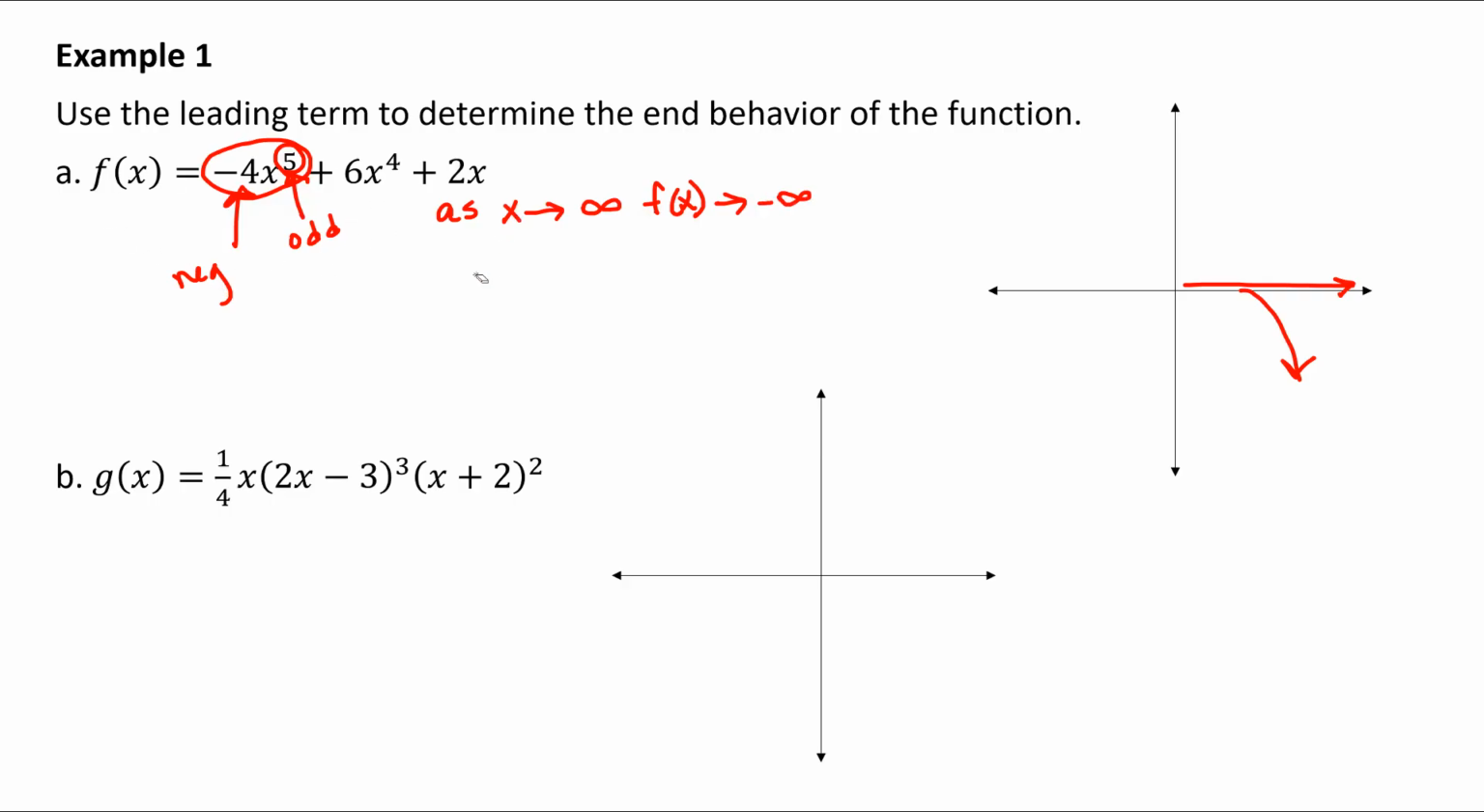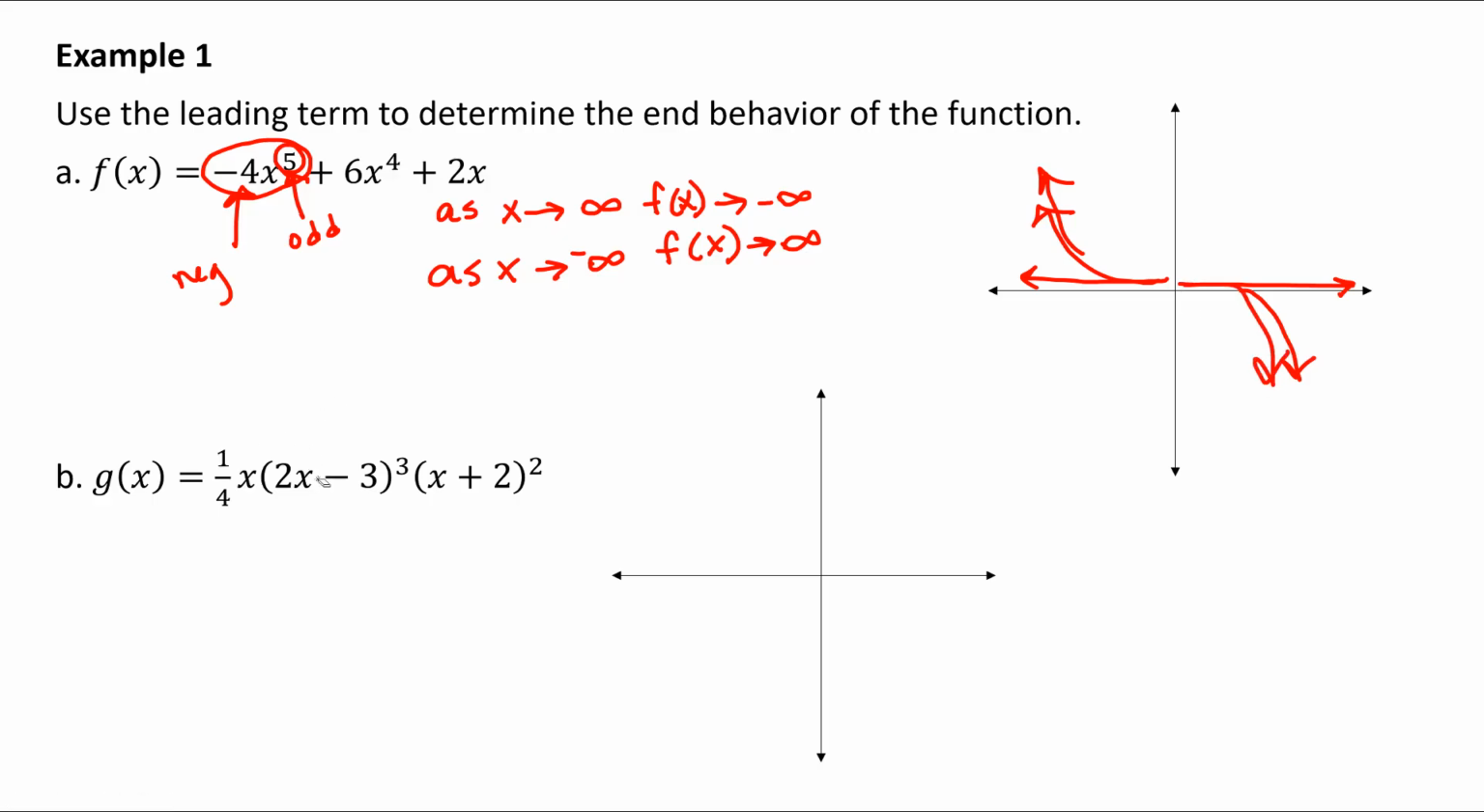And as x approaches negative infinity, so going this way, what's happening? X is negative. If you put a negative number into x to the fifth power, you're going to get a negative number. However, you're going to multiply it by -4, which is going to make it positive. So on the left side of the y-axis, where the negative x's are, this function is going to be going up. So as x approaches negative infinity, f of x approaches positive infinity. So this function goes up on the left and down on the right.